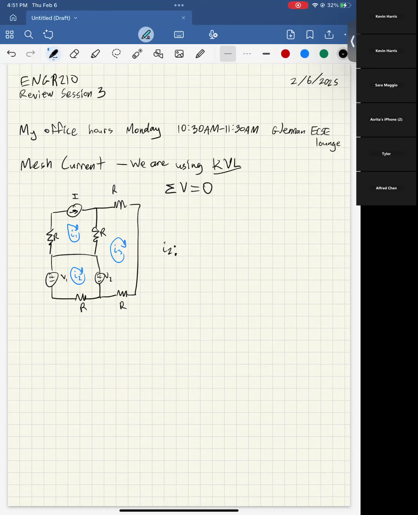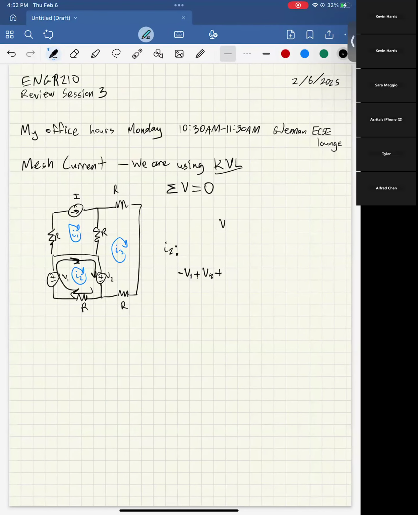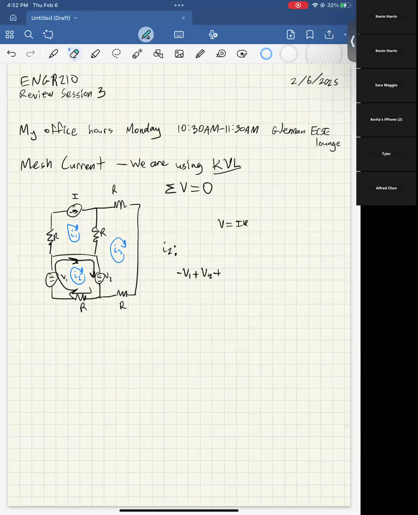We've defined I2 as going that way around the loop, so this would be a negative V1. Then there's nothing on the top. We keep going, and then we get to V2. V2 would be positive by passive sign convention. Hopefully you all are familiar with that by now. Last but not least, we have this resistor. Resistors are always going to have a positive voltage, and the voltage across the resistor, again, is V equals IR. So this would be I2 times R.